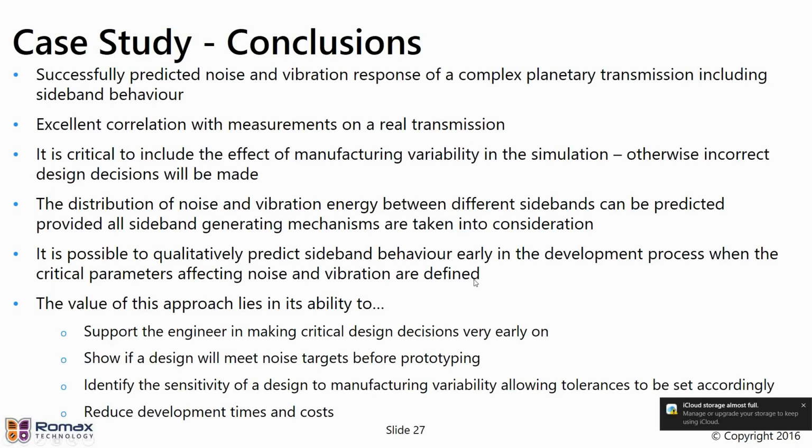So that means we can predict that behavior early on, at least qualitatively, in the development process, when we are defining those critical parameters. And the value, of course, is relatively obvious, but is worth saying. This is supporting the engineer to make those critical design decisions as early on in the process as possible. It's allowing us to see if a design will meet noise targets before we get to the prototyping phase. It allows us to identify the sensitivity of a particular design to different manufacturing variabilities. That allows us to identify where perhaps we need to tighten tolerances, where we can maybe relax tolerances, but whatever, to be able to set our tolerances and manufacturing capabilities accordingly. And of course, as a result of that, we're looking at reduced development times and costs and a higher quality product at the end of the day.